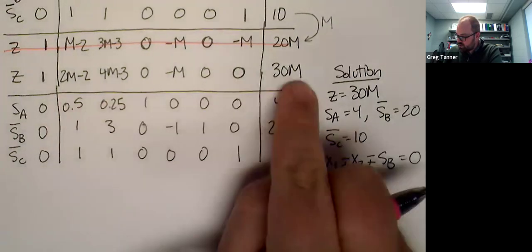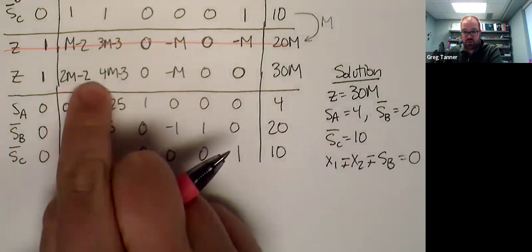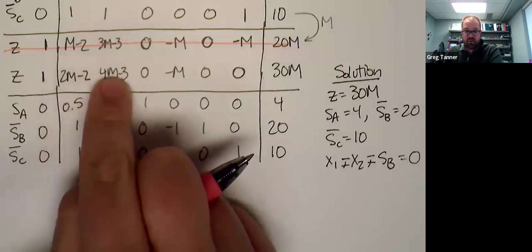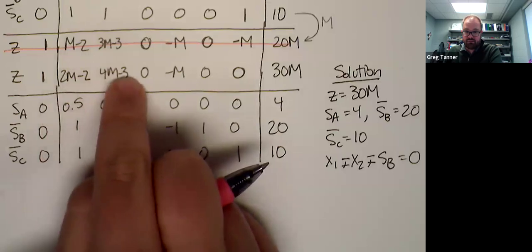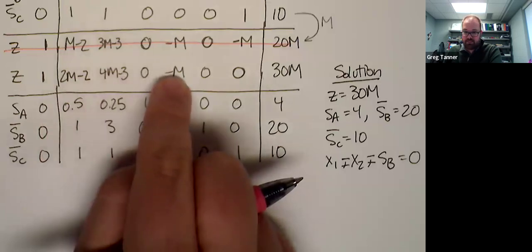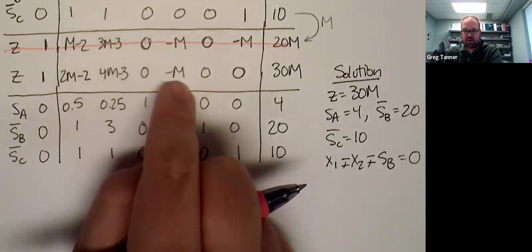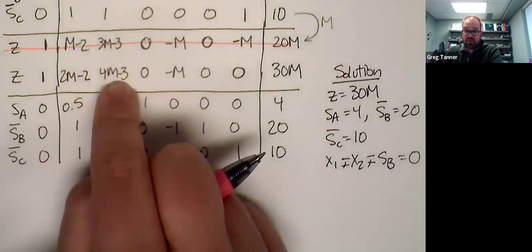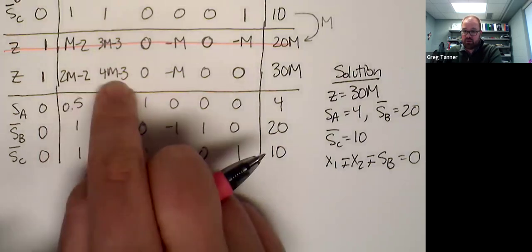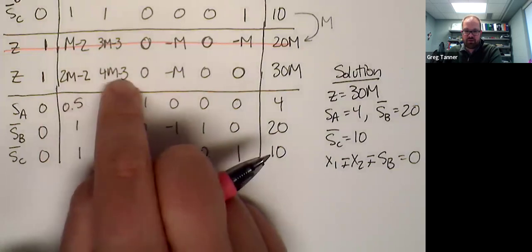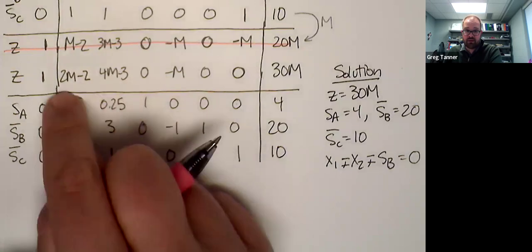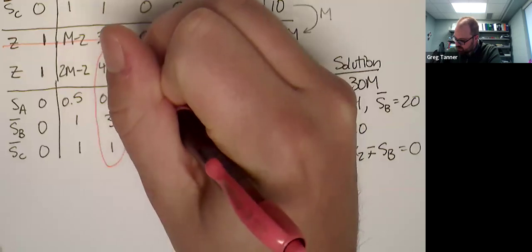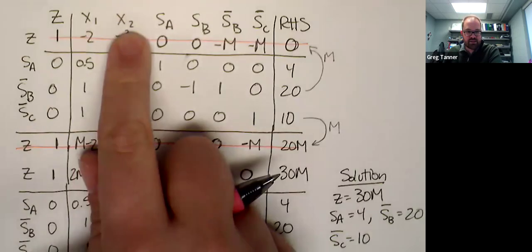Looking at our objective row, we've got 2M minus 2. Now, M is a big number, so 2M is much bigger than the minus 2 here. So this is positive. We've got 4M minus 3. 4M is much bigger than minus 3. And then we've got this minus M. So we don't want to pivot on this. This would actually move us in the wrong direction. But we want to pivot on either x1 or x2. Either one of them has a positive value in the objective row. I'll follow the rule of thumb of choosing the larger of them. And so I'm going to choose the one with 4 M's rather than 2 M's. I'm going to choose this as my entering variable, and that's the column that corresponds to x2.